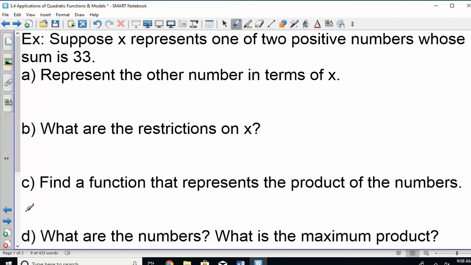Okay. Suppose x represents one of two positive numbers whose sum is 33. Okay, so this time I didn't say they were consecutive. I can't just do x and x plus 1. I'm just saying there are two numbers that add up to 33. Part A, represent the other number in terms of x.